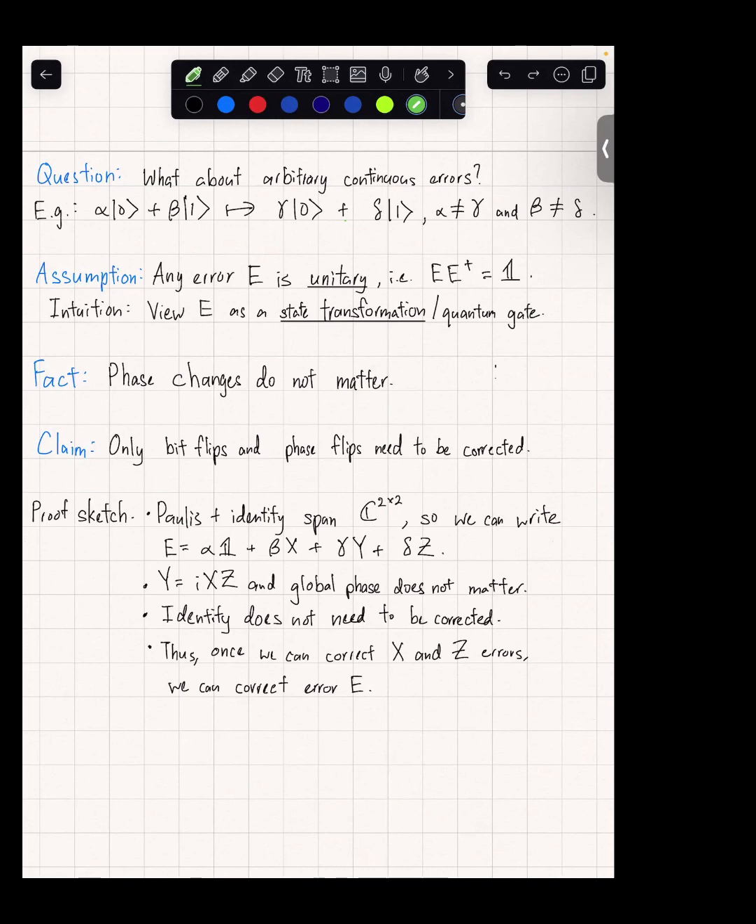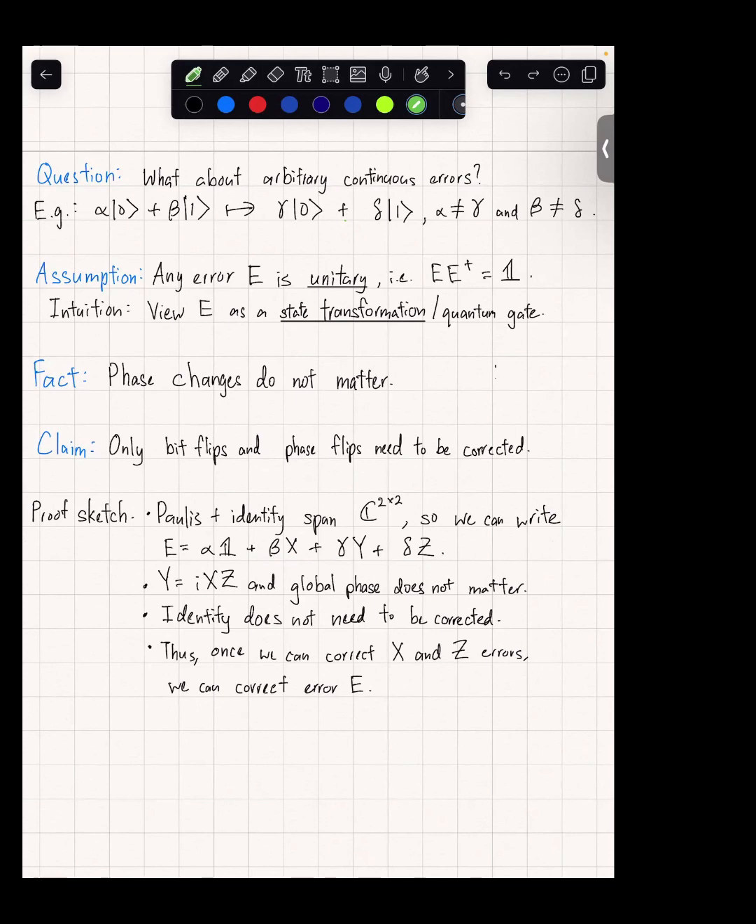The next fact, which we will not prove, states that phase changes do not matter. So coupled with this assumption and fact, we claim that only bit flips and phase flips need to be corrected in any quantum error correcting code. And the idea behind this claim is that first, the Pauli matrices coupled with the identity span the entire space of 2 by 2 complex matrices. So that means that we can write any error E as a linear combination of the identity, the Pauli X, Pauli Y, and Pauli Z.